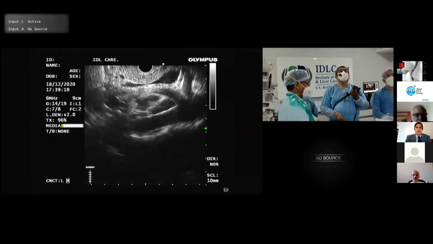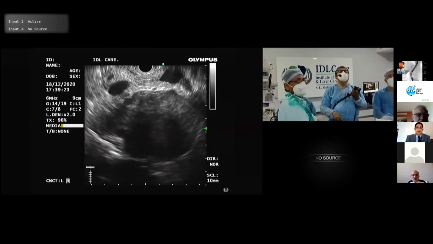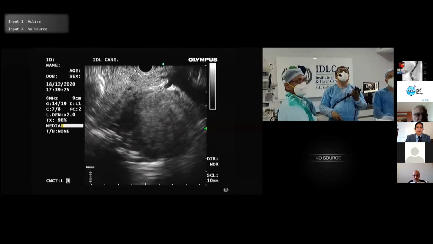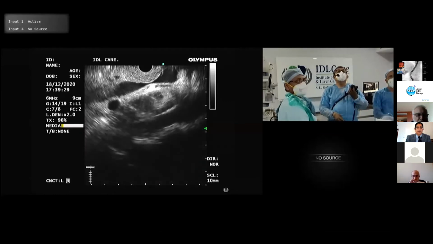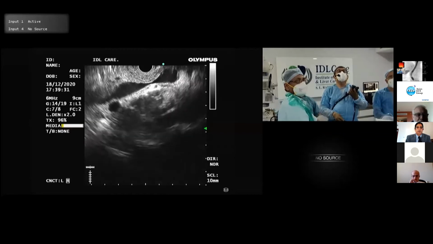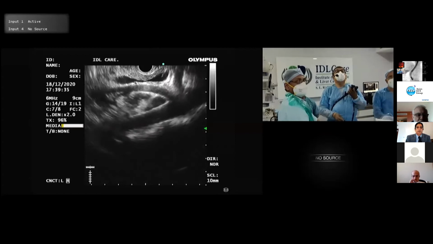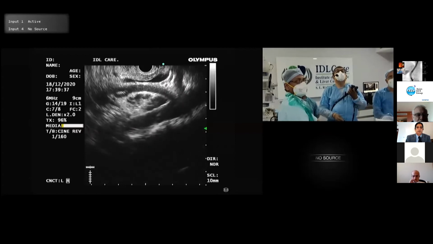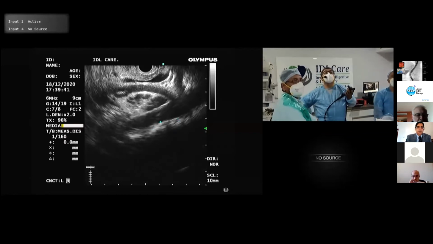Now see this, what is happening here? This is the mass, right? See, there is a big mass here. I turn a little clockwise and I see the superior mesenteric vein. So it is not involving the superior mesenteric vein. I turn a little more, freeze. And what you are seeing here is the aorta. This is the aorta. This is the celiac axis. And this is the SMA.